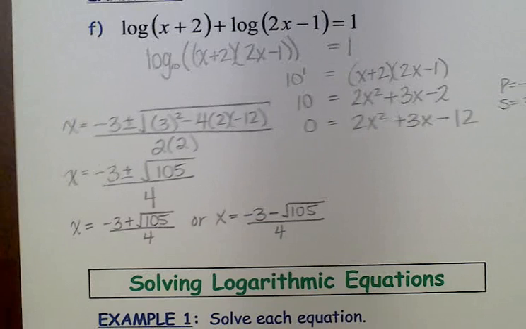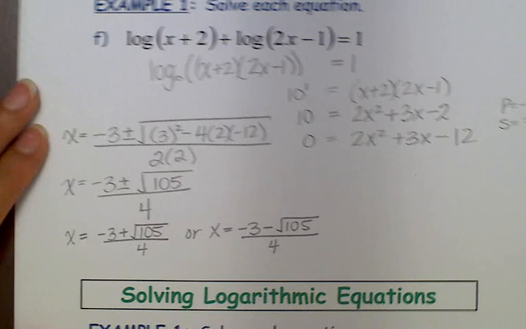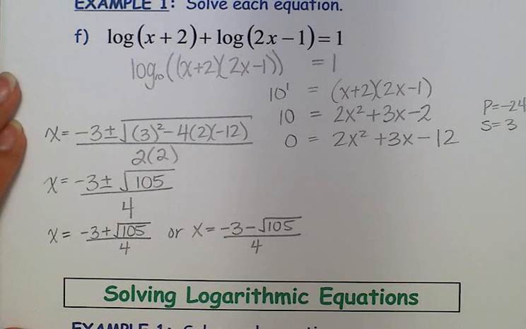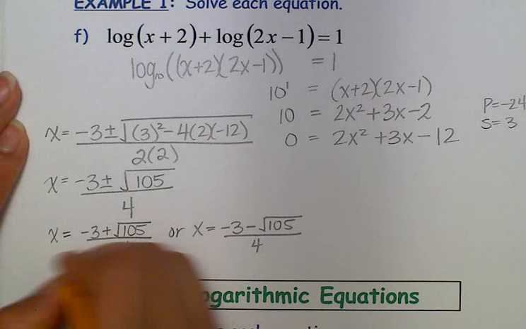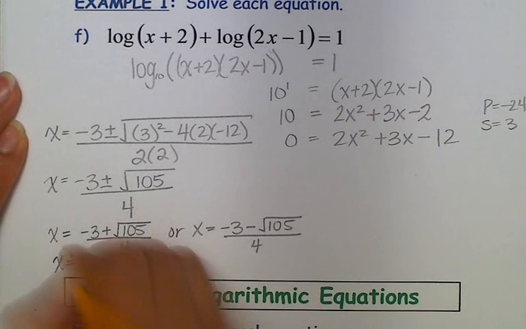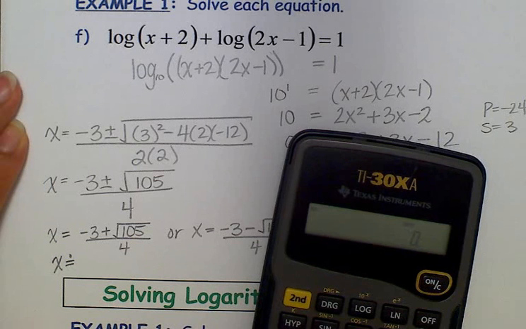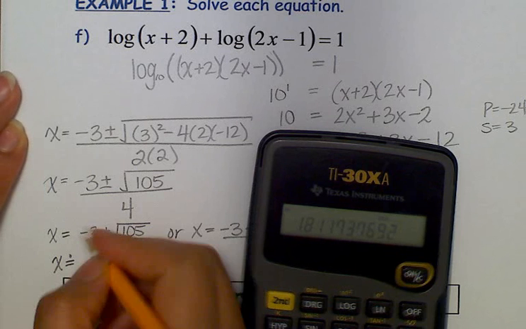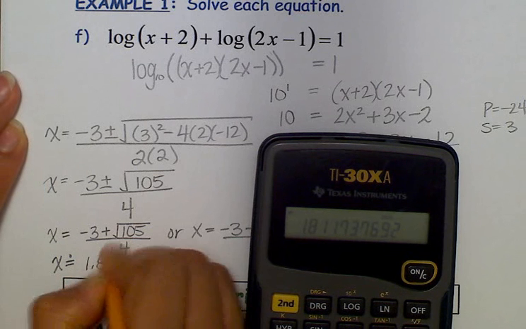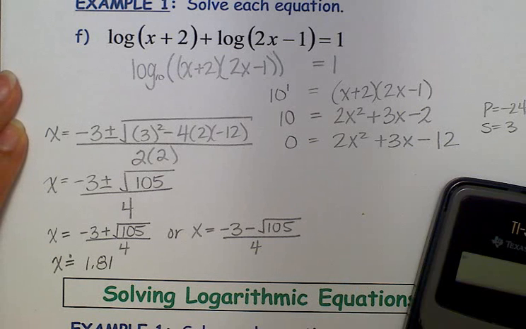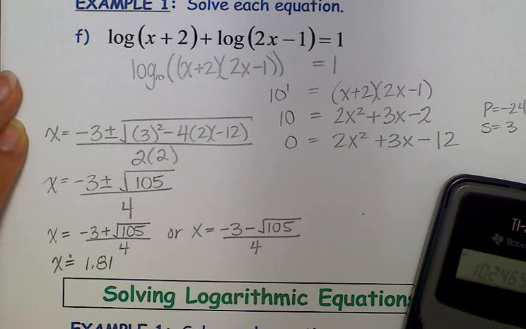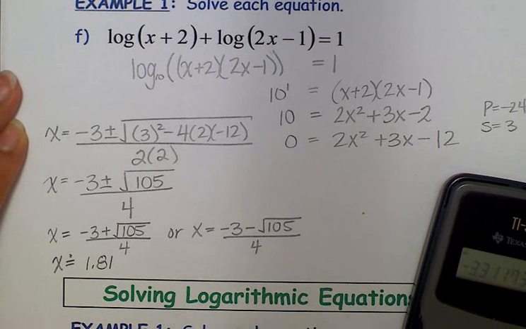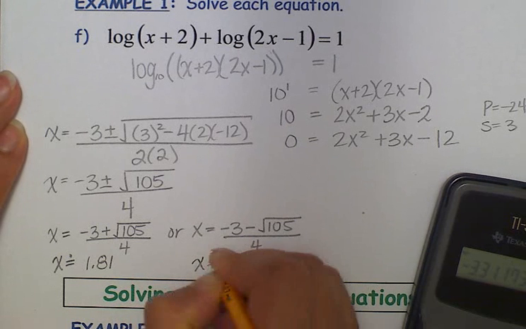Okay, so if we find an approximate answer for x, sorry, the paper is moving all over the place. So for the first one, you have x is approximately equal to square root of 105 plus negative 3 divided by 4. You get 1.81 approximately. And if I do the same thing for the next one, I get x is approximately equal to negative 3.31.